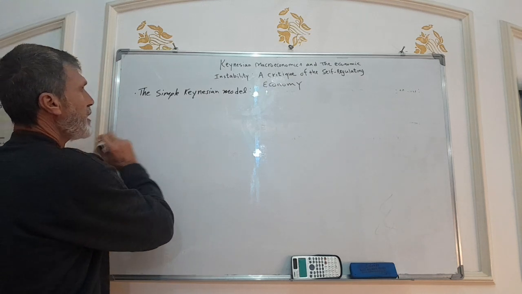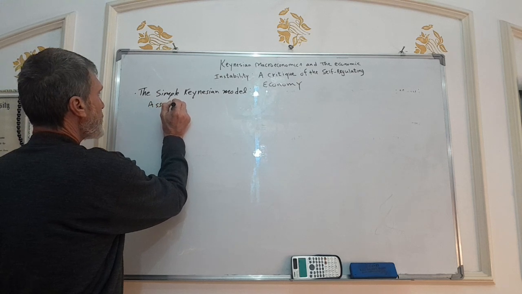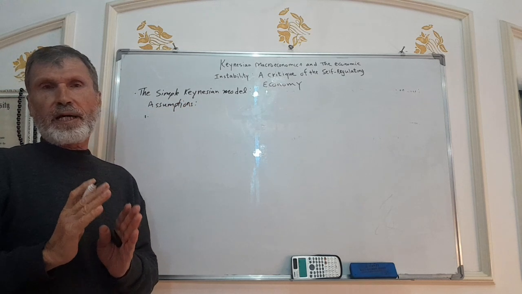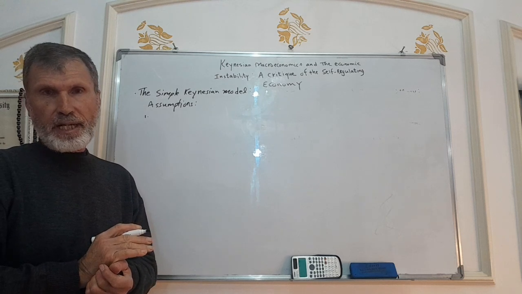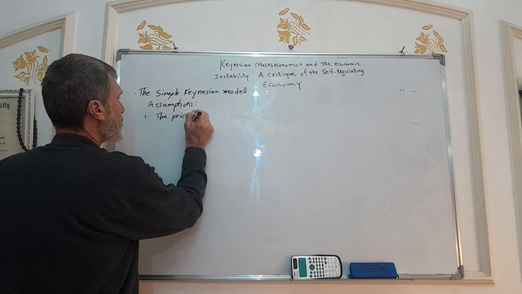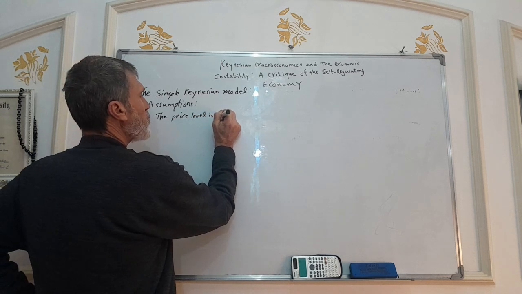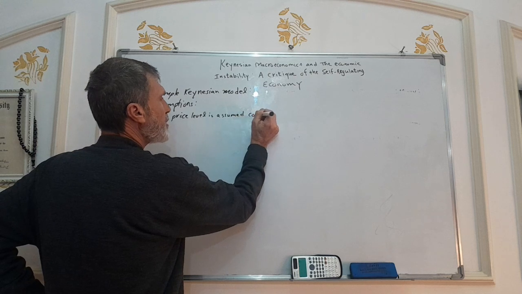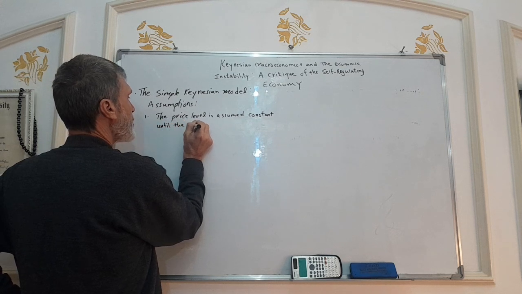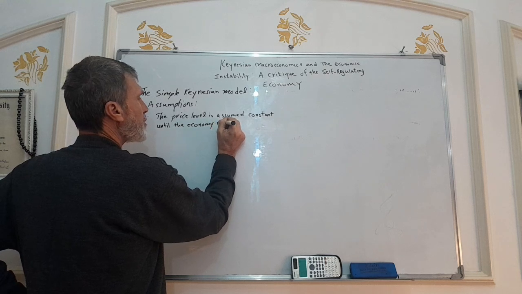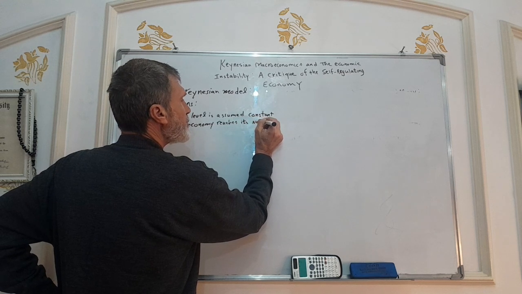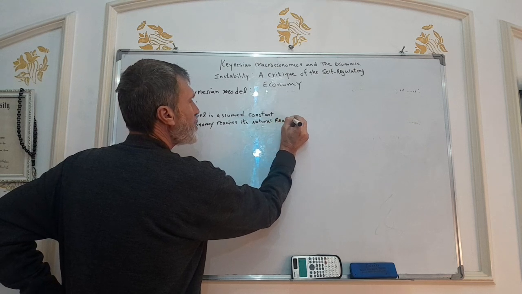The first assumption is that the price level is assumed fixed, constant, until the economy reaches its full employment output, or its natural real GDP.